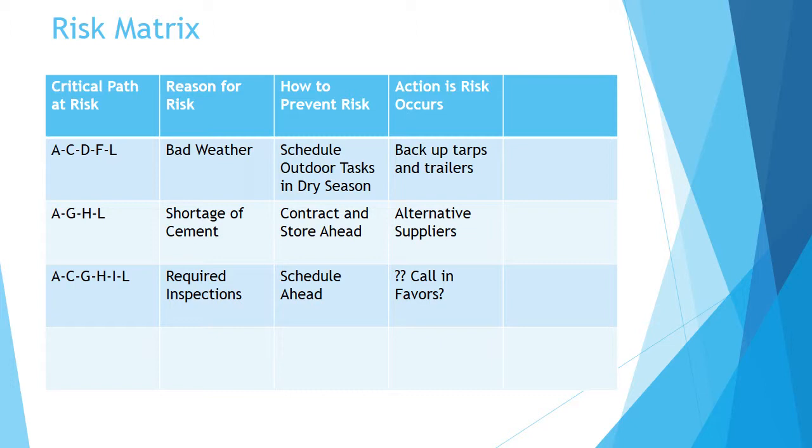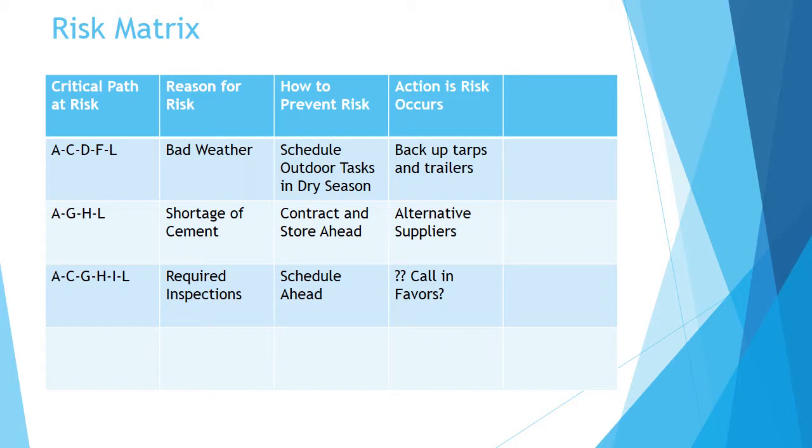However, if we did run out, we wanted to have alternative suppliers already lined up so that we could quickly get them to bring in the concrete that we needed and not delay any of these tasks. Then the third one is a critical path that goes from task A to task C to task G, H, and then I, and then L to finish. Now, one or more of the tasks on that path require inspection.